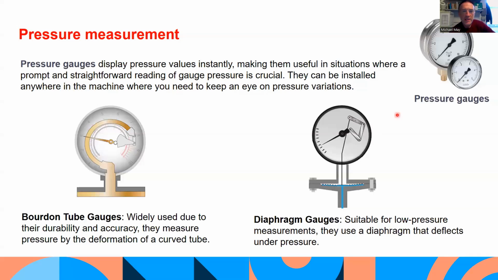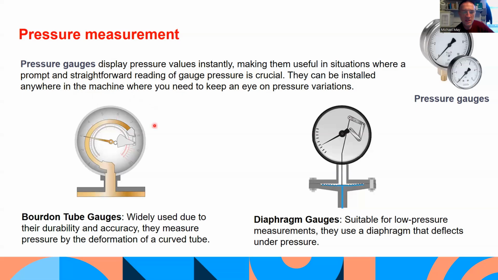So there are different ways we can measure pressure in thermodynamic systems. One simple way is by using pressure gauges. They look like this, but their working principles are outlined in these two illustrations here. Pressure gauges display pressure values instantly, making them useful in situations where a prompt and straightforward reading of a gauge pressure is crucial. They can be installed anywhere in the machine where you need to keep an eye on pressure variations.